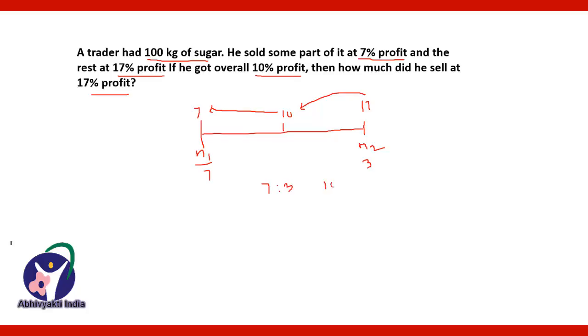So there are 10 parts. So 100 kg of sugar is to be divided into 10 parts, and out of that 10 parts, 7 parts will go with 7% and 3 parts will go with 17%. So we have to find the 17% profit. So 100 by 10 multiplied by 3, that will be equal to 30 kg, and therefore 30 kg of sugar he will have to sell at 17%.